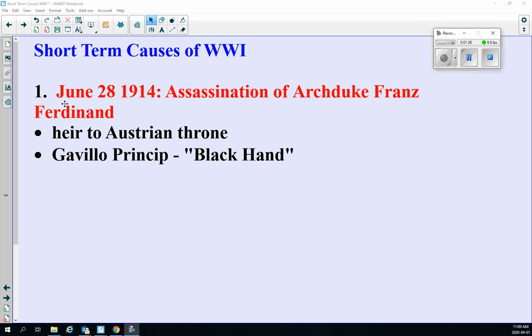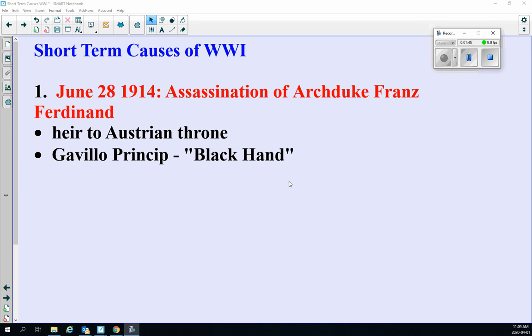Notice that we're now into the summer of 1914. That's going to be important in the next couple of events. It turns out that Princip and the Black Hand were acting on their own without the guidance or knowledge or permission of the Serbian government.